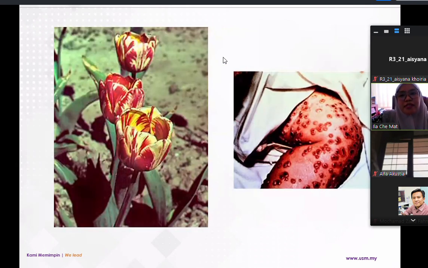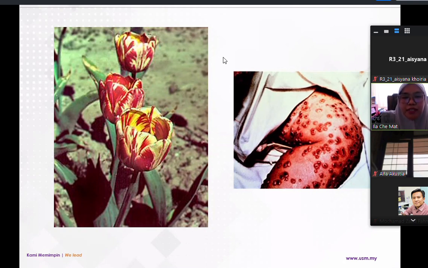So when we talk about virus, this is how it looks like. On the left side, it's something really beautiful, and on the right side, it looks like something very painful and nasty. The key point here is that both of these conditions are actually due to virus infection. On the left side, it is due to the mosaic virus, which is causing the striping patterns on the tulip flower. And on the right side is actually due to smallpox.